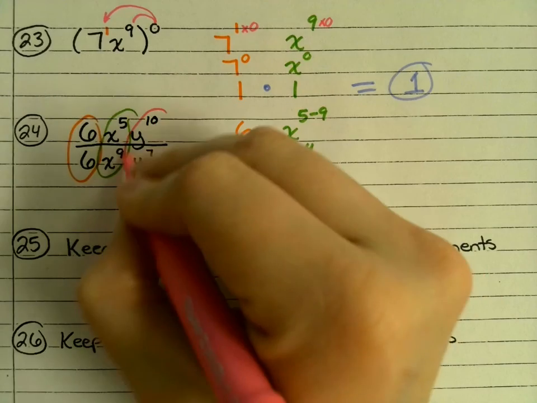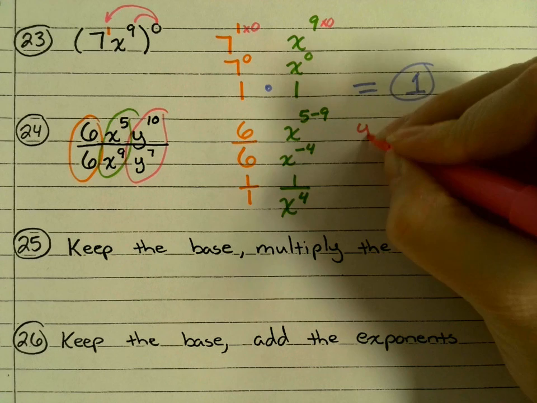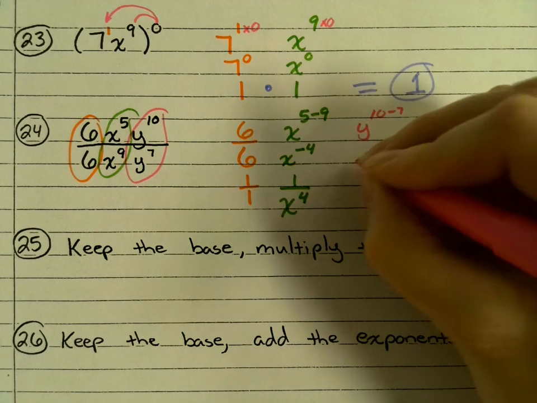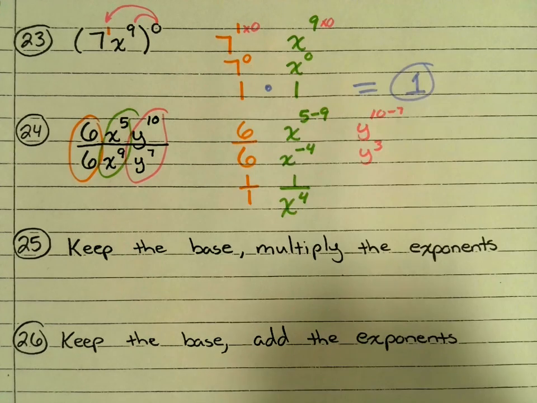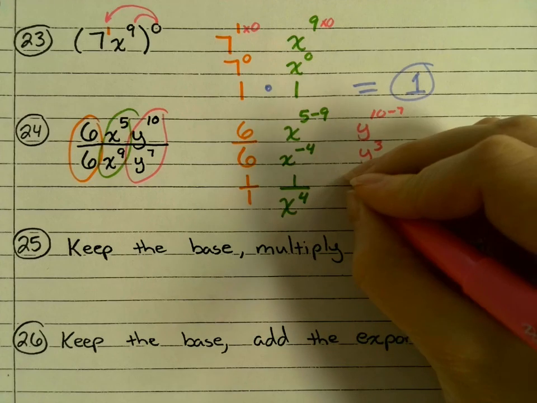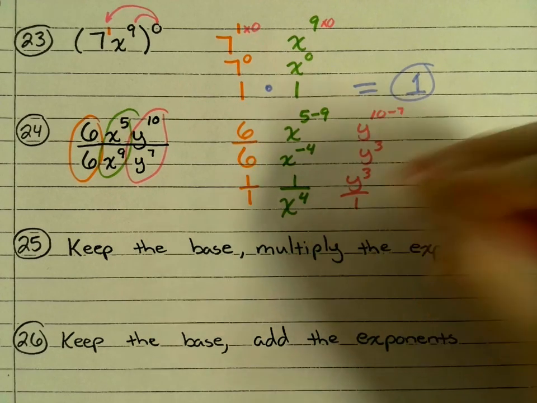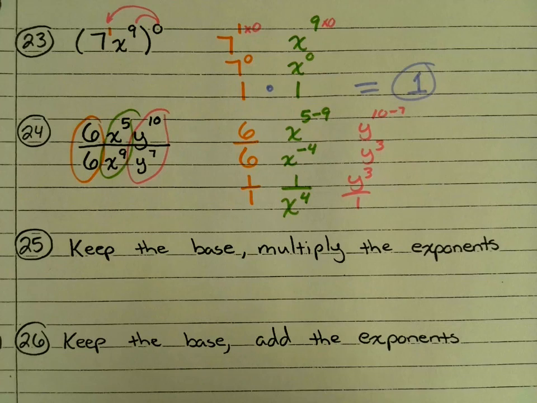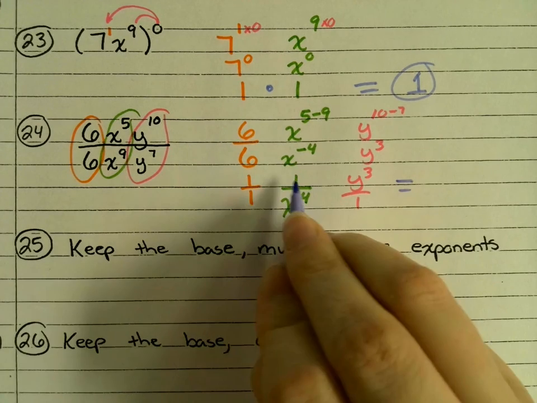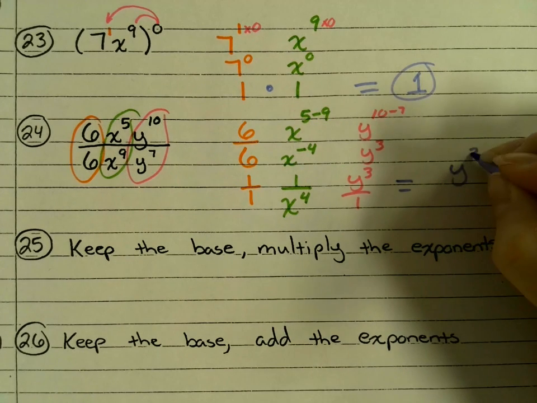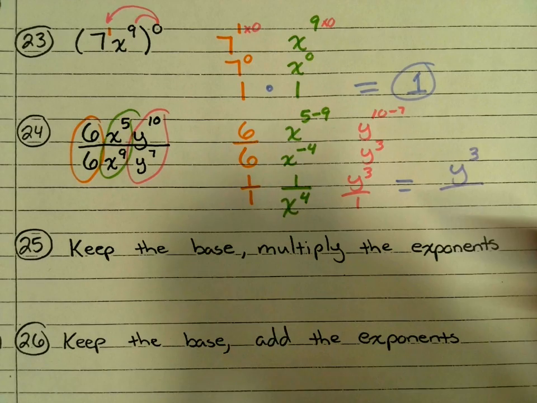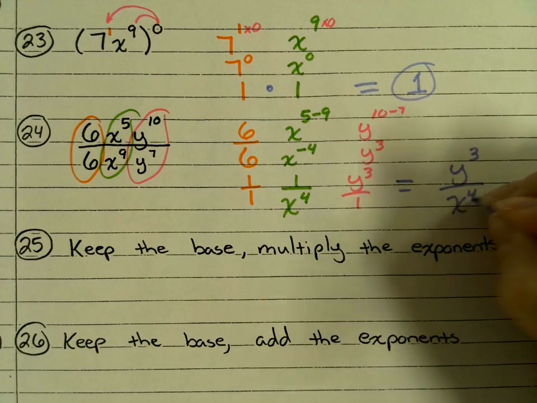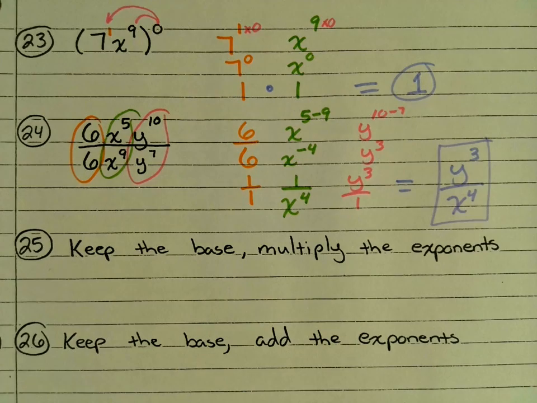Then we've got y to the 10th over y to the 7th. That's going to be 10 minus 7, which gives me a positive 3. Because it's a positive exponent, it defaults to the top. So y to the 3rd over 1. When I piece it all together, 1 times y to the 3rd is just y to the 3rd. 1 times x to the 4th times 1 is just x to the 4th. So we get y to the 3rd over x to the 4th.